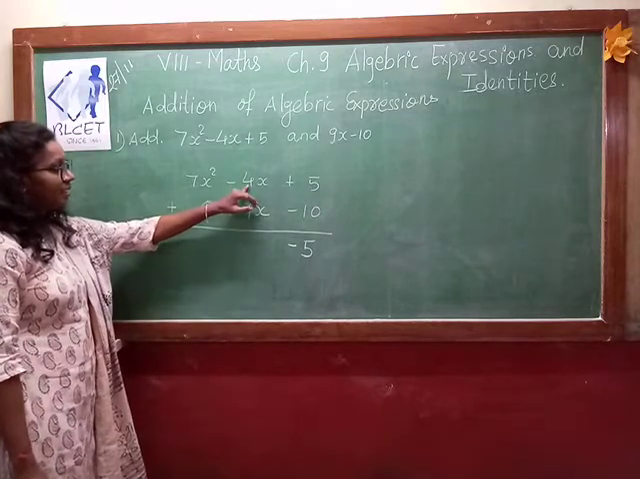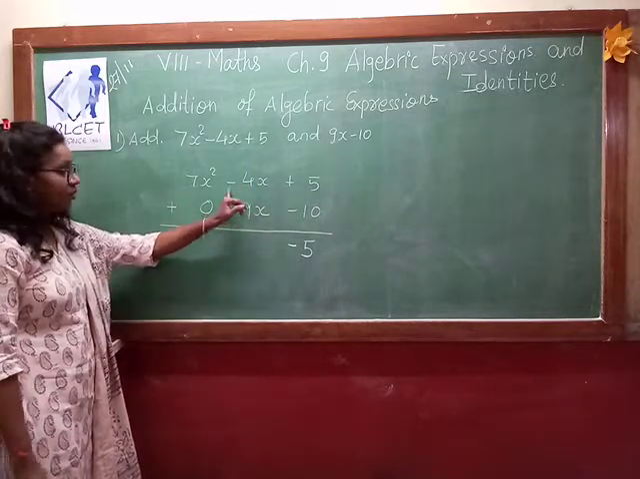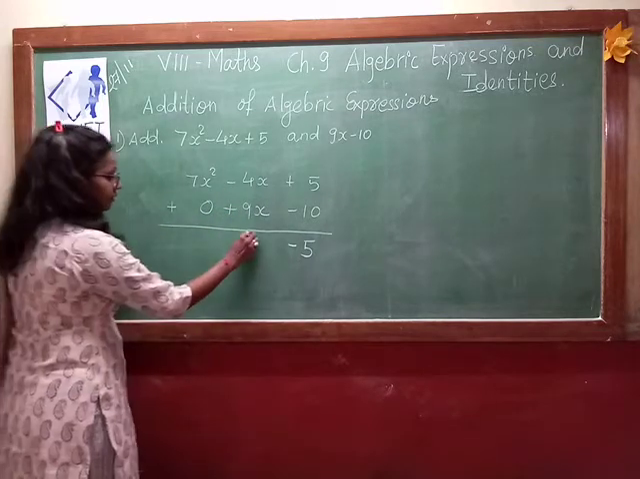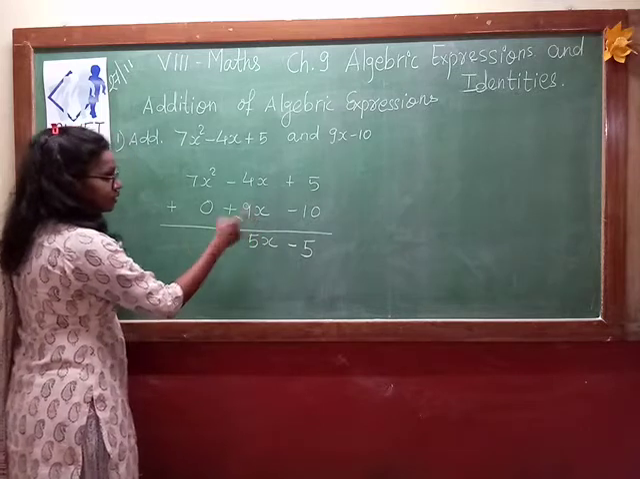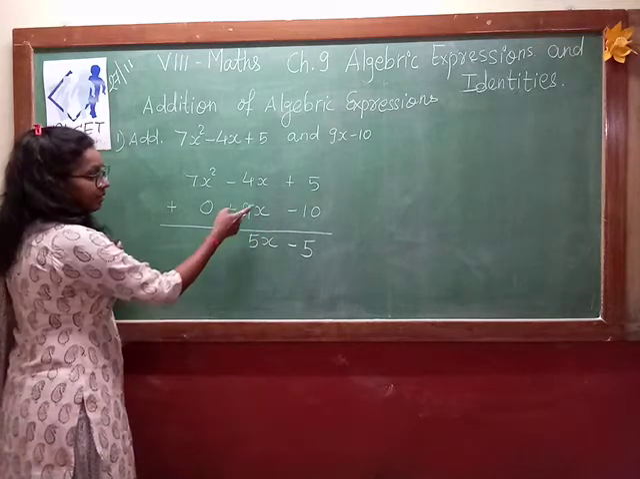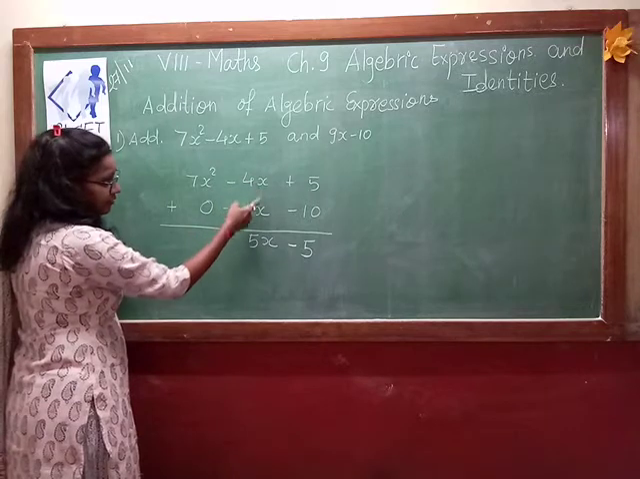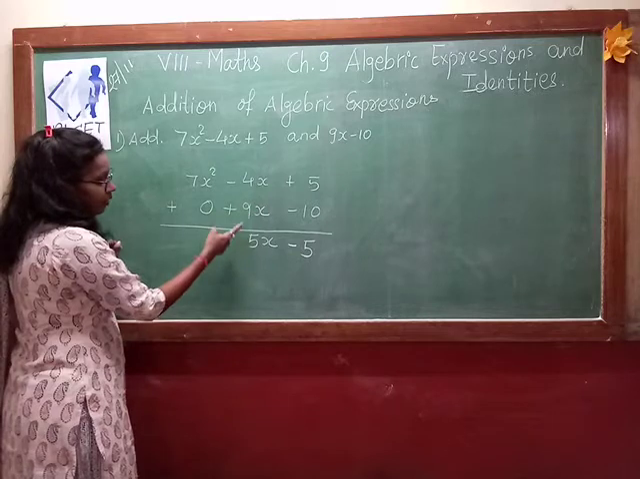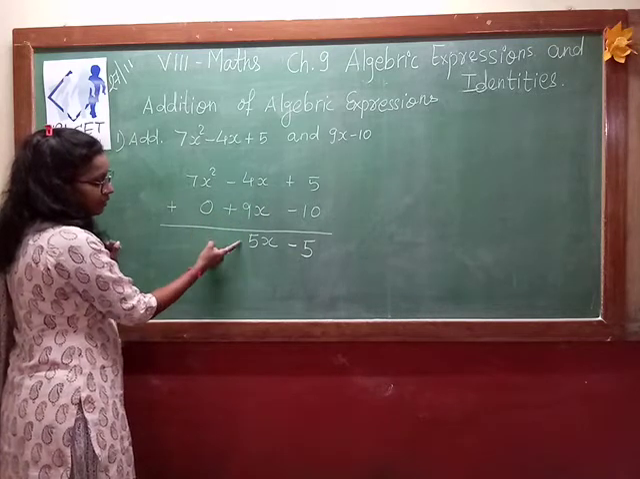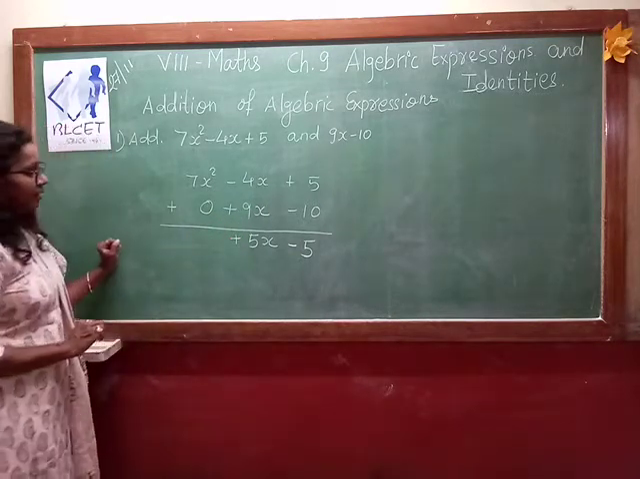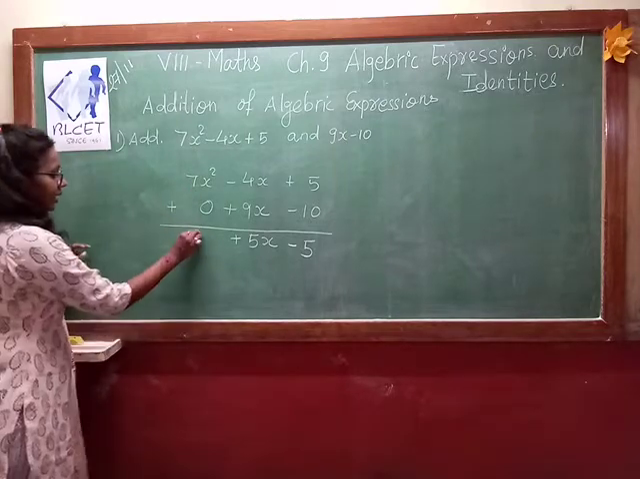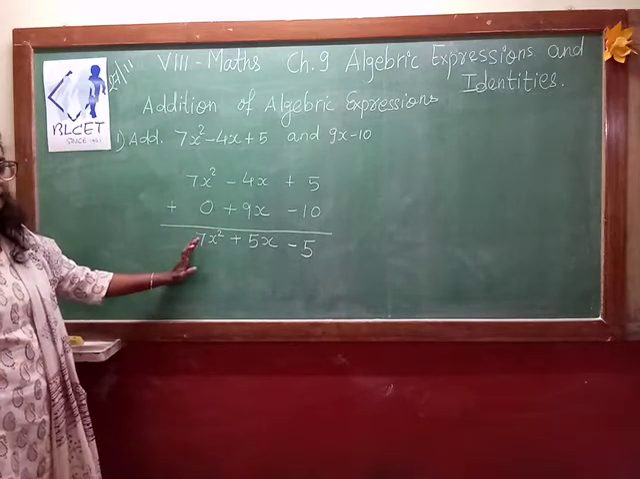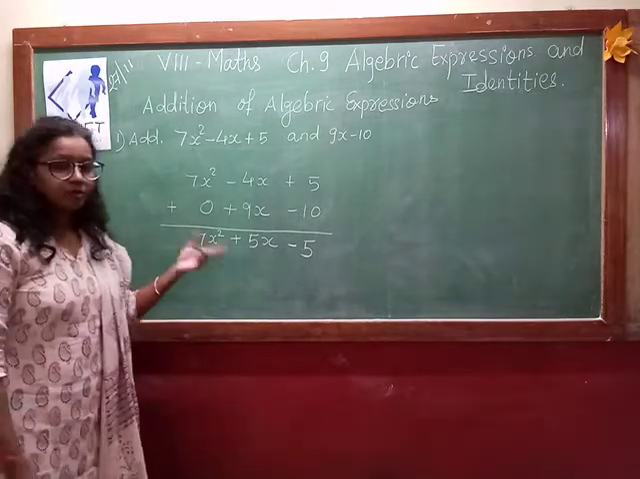Come here, minus 4x plus 9x. Both the signs are different, so we have to do subtraction. So 9 minus 4 is 5. x remains as it is. Don't make it x² or 2x. These variables remain as it is. So 5x: 9 minus 4 is 5, and 9 is the bigger term and positive, so we write plus sign. Now 7x² plus 0, what does it give you? 7x² as it is. So this way we can do the addition of algebraic expressions. Move on to the second question.